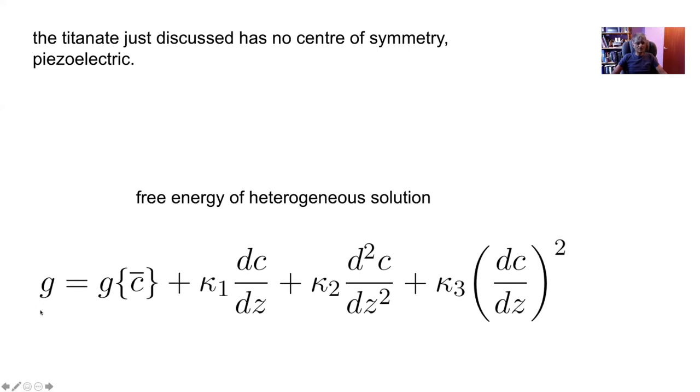But I can write the free energy of a chemically heterogeneous system as the free energy of the homogeneous system plus a dependence on the gradient of composition, on the second derivative of the gradient of composition, and the square of the gradient of composition. So this is a generic expansion. But if you have a center of symmetry in the crystal, then the free energy should not depend on the direction of the gradient. Okay, so this term has to be zero when we have a centrosymmetric crystal with a heterogeneous distribution of solute. So you end up with just these three terms, okay?